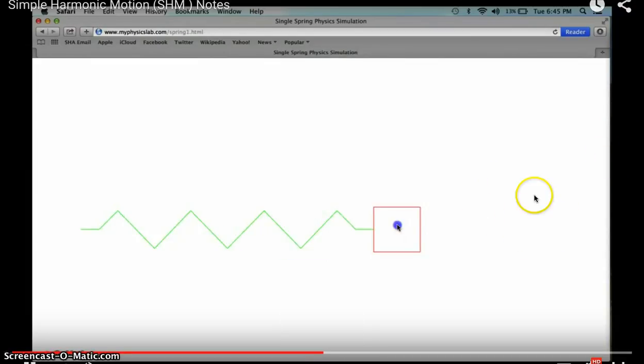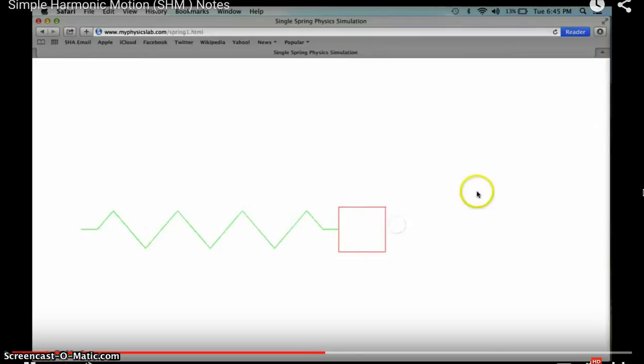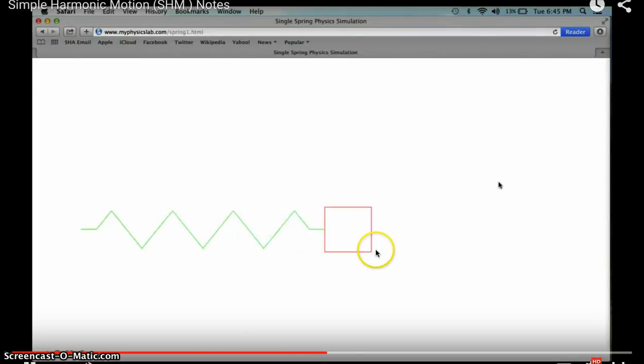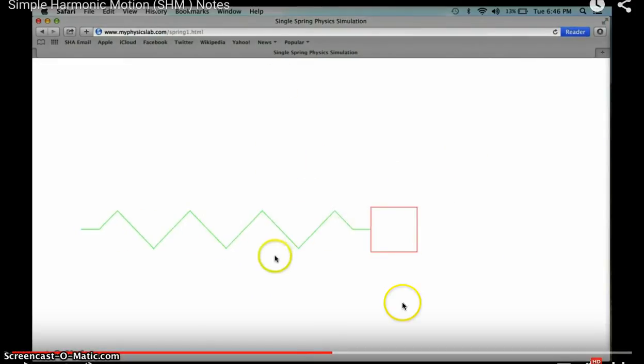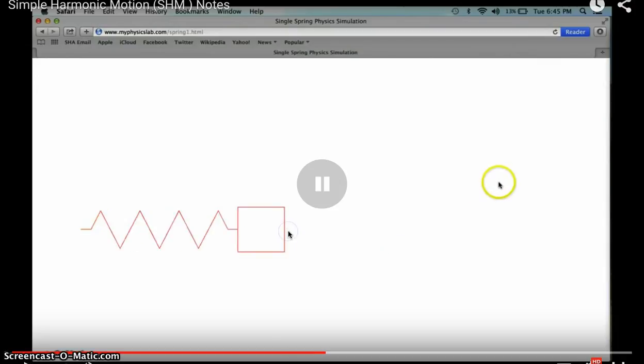So watch again. When it gets to the edges, it stops. Every time it gets to the edge, it stops and turns around. Now, what about in the middle? When it's in the middle, it's had time to accelerate all the way toward the center because after all, it's getting pulled toward the center. And then when it gets to the other side, the block starts slowing down and eventually it stops. And then it accelerates toward the middle.